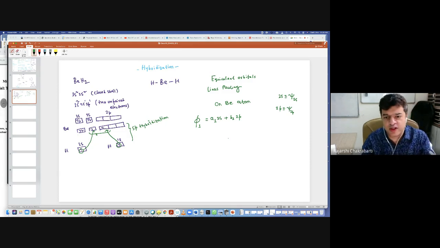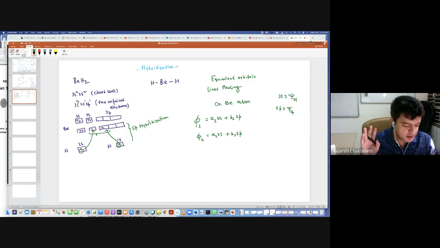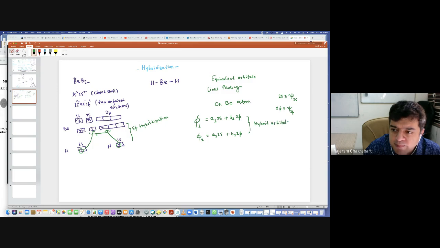Now, if you mix two orbitals, then I should get one more. What will be the other combination? The other combination will be something like the same but with different coefficients. Is this fine to all of you? And we assume that these hybrid orbitals are also normalized, and each of these atomic orbitals, 2s and 2p, are also normalized.